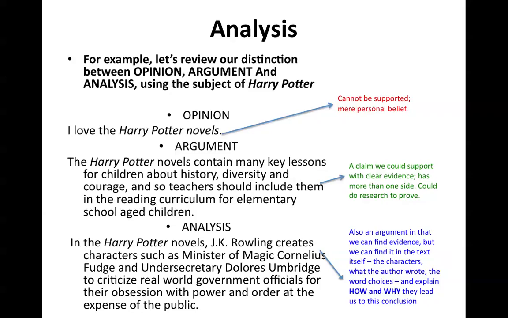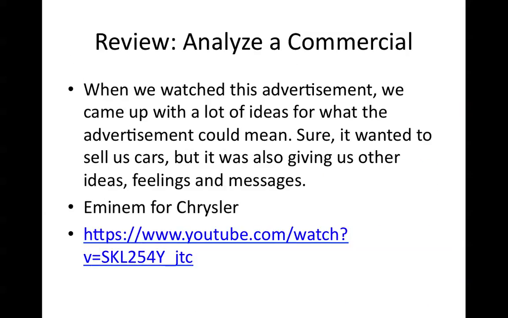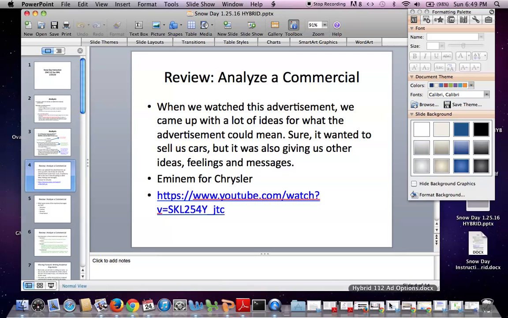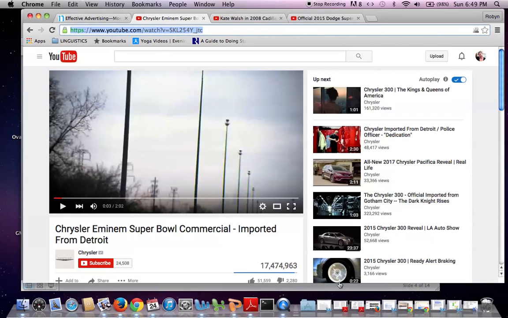This is how a message gets across to an audience. So, think about our first week's class, which was a while ago now. When we watched this advertisement, the one with M&M for Chrysler, we came up with a lot of ideas for what the advertisement could mean. Sure, it wanted us to sell cars, but it was also giving us other ideas, feelings, and messages. What were some of those? Let's take a quick look at that one more time and think about what those messages could be.